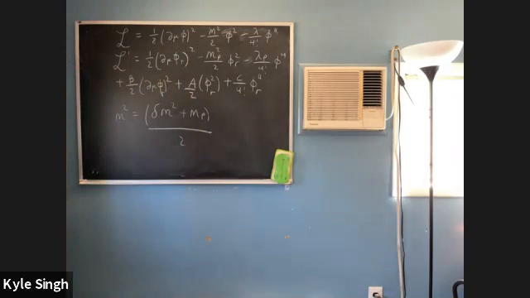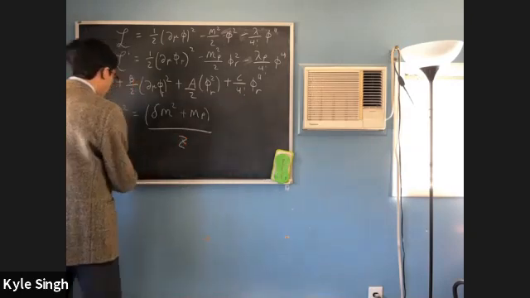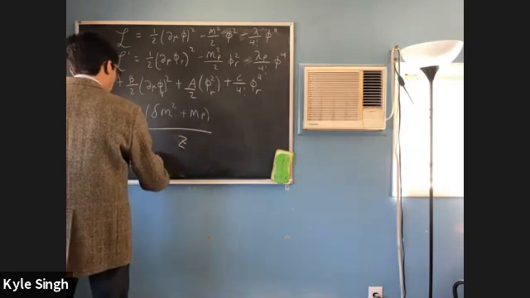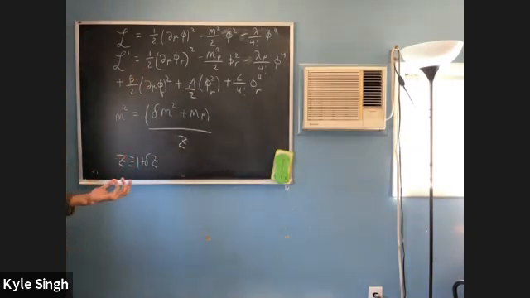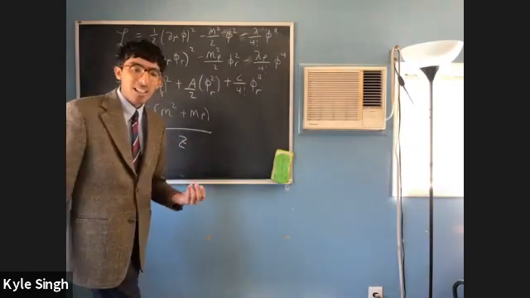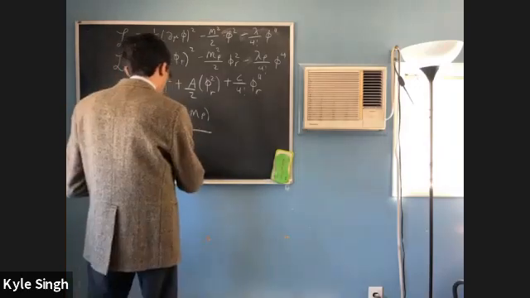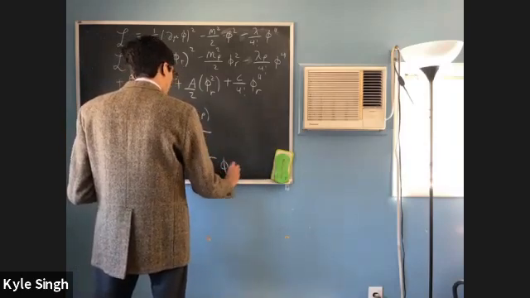Wait, over 2 or? You see, I mixed up my 2's and z's. This should be a z, where z is defined as one plus delta z. Z is some auxiliary parameter, just some random constant that we can multiply by, right? And where phi is now defined as square root of z phi r.